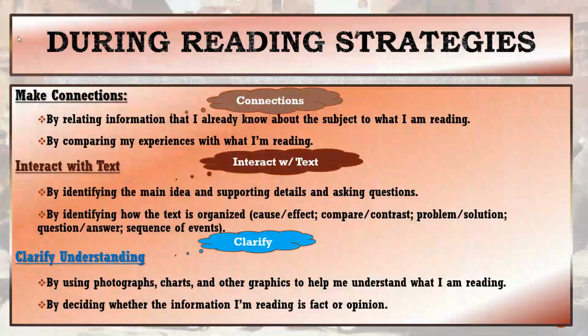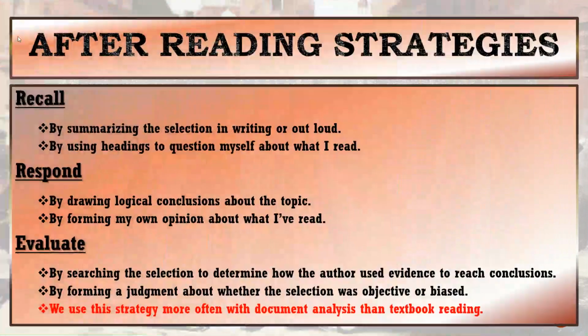Right away, I'm going to get into my during and after reading strategies. I always show these. You're going to make connections as you read. Of course, we're going to have to interact with the text here. That's going to be important because we need main ideas and supporting details to complete an outline, to summarize. So we're going to do that as we go along. And we're going to clarify understanding by using pictures and captions in the text itself. So that's the during reading strategies.